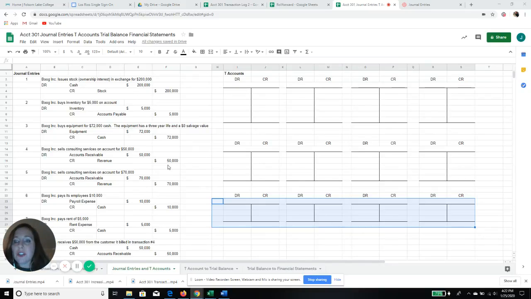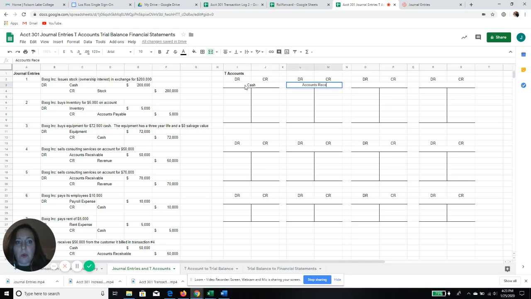Okay, we finished our journal entries. Now we're going to move to our T accounts. A T account is called a T account because it looks like a big T. Each account has its own T account. There'll be one for cash, one for accounts receivable, and so on. In fact, I'm going to go ahead and put the names of the accounts in here.